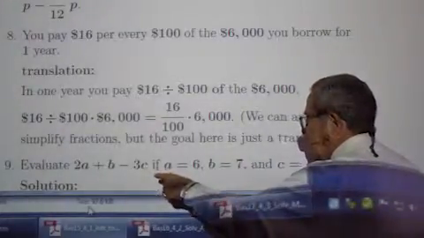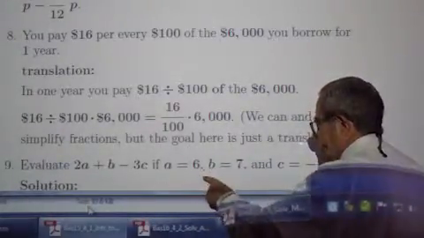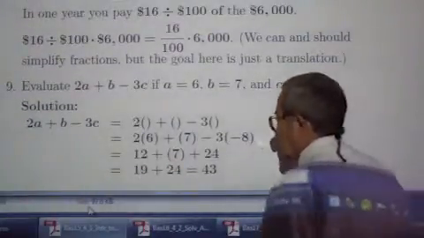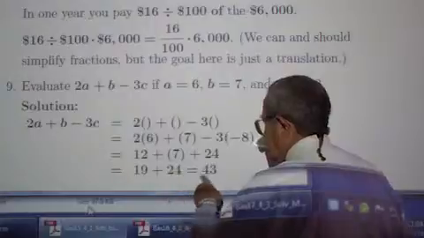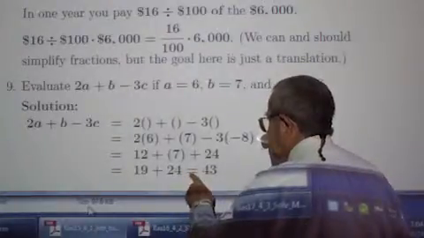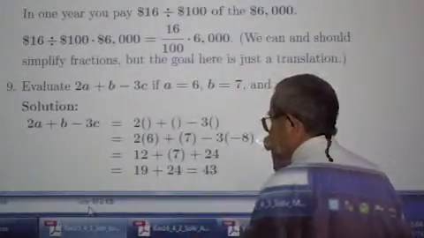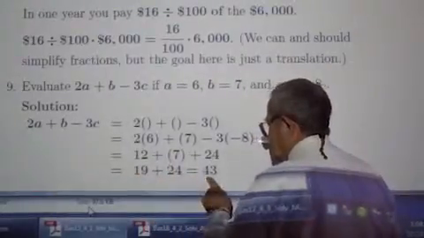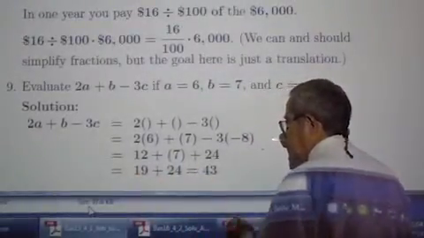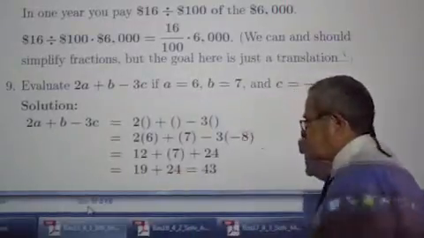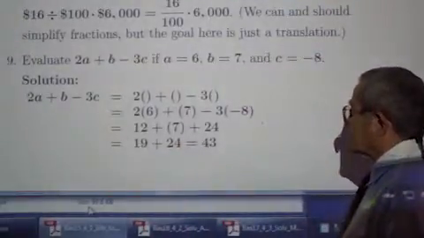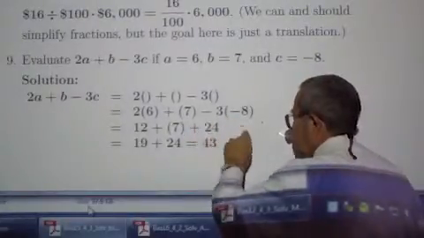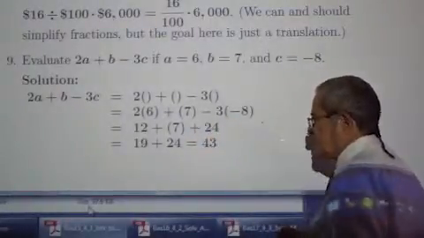Evaluate 2a plus b minus 3c if a is 6, b is 7, and c is 8. I came out with 19 plus 24, that's equal to 43. This is 19, then plus 24, so that equal sign is okay. 19 plus 24 is 43. Remember that minus a negative number is equivalent to plus the opposite, so plus a positive number.